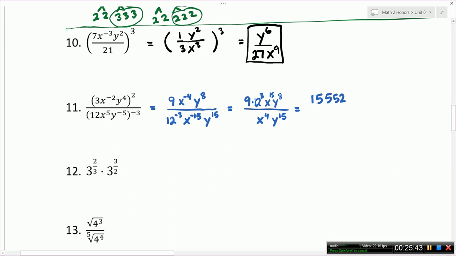Then we're dividing. We have an x to the 15 divided by x to the fourth. When you divide, you subtract your exponents. So 15 minus 4 is 11. We started with more x's in the numerator, so we'll end up with 11 x's in the numerator. And then again, subtract your exponents with y. 15 minus 8 is 7. But we started with more y's in the denominator, so we're going to end up with our y's in the denominator. And that's our answer.